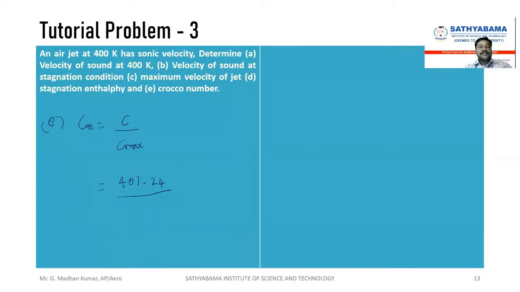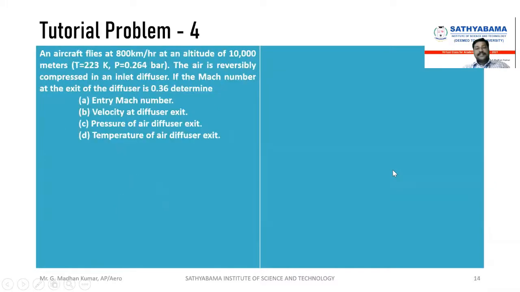Divided by C max. So C max is 982.75, right? Then what is the value of Prandtl number now? It was 0.408, right? This is the left. So we had solved 3 problems, right? Let me see another problem.